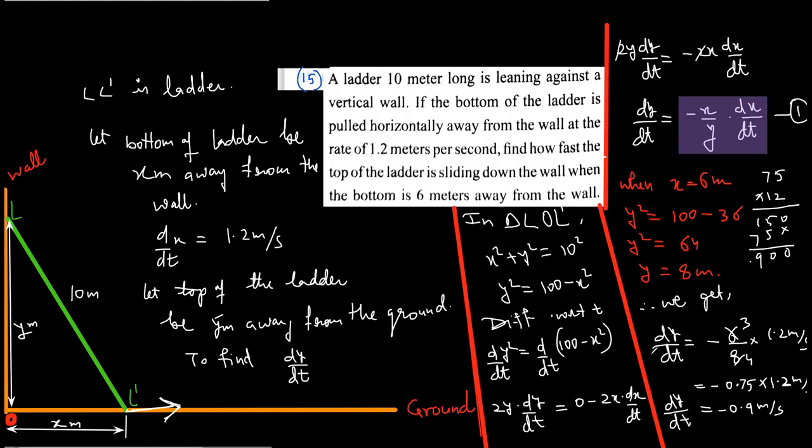So you can write here, the negative sign indicates that y is decreasing, right? You can write a note here. The negative sign indicates that y is decreasing. When a variable is increasing, the rate of change that it would show will be positive. Otherwise, it will be negative. I hope you followed it.